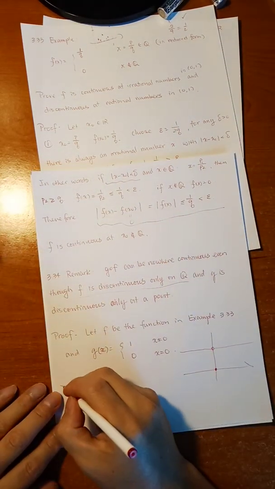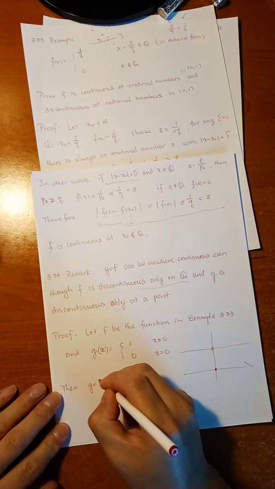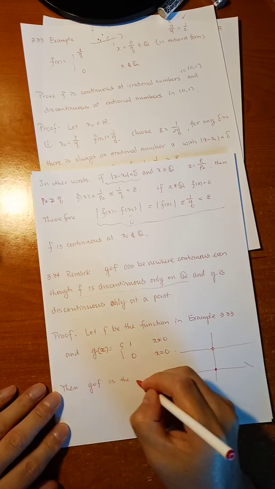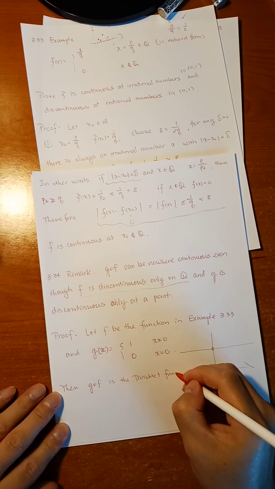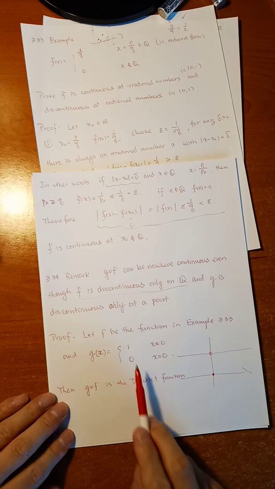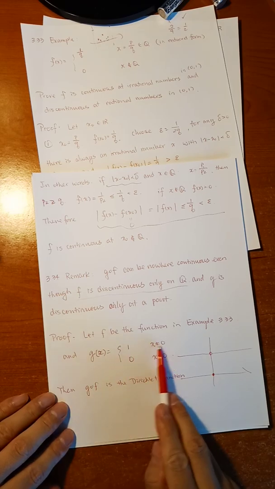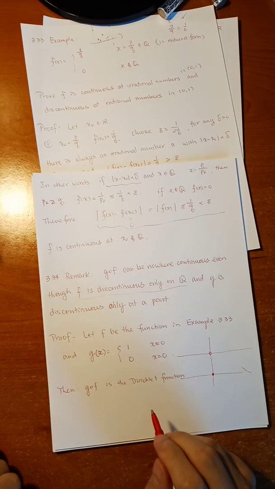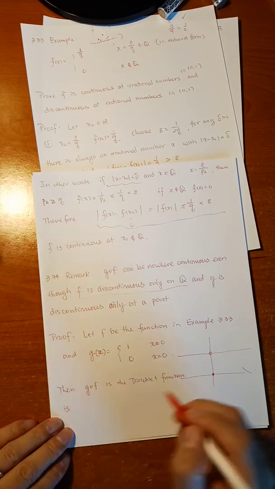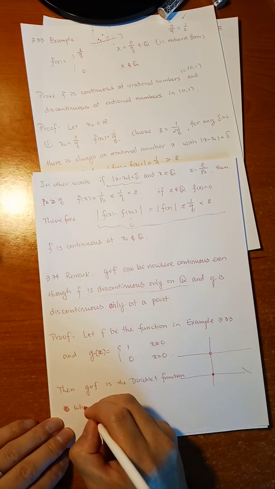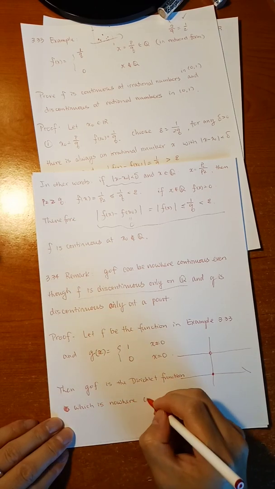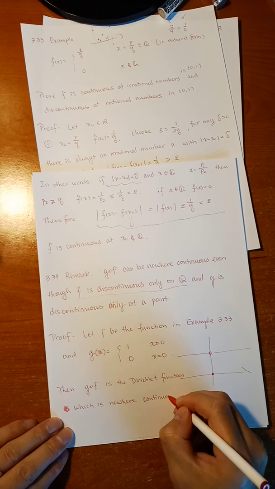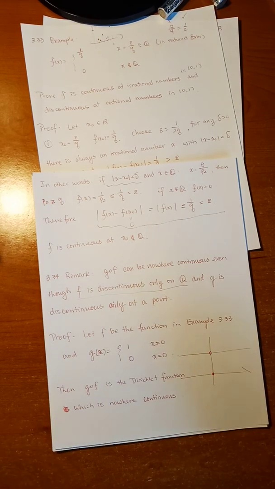Then g compose f is the Dirichlet function, because whenever it's not 0, it's going to be 1. Dirichlet function is nowhere continuous. Okay, so that's the final remark.